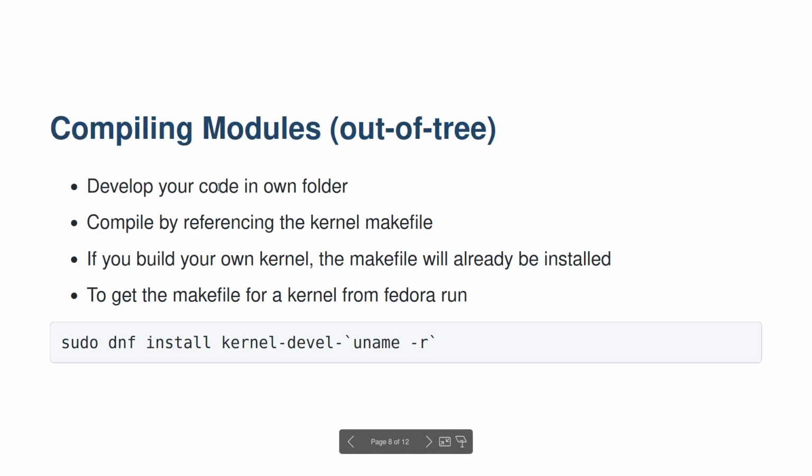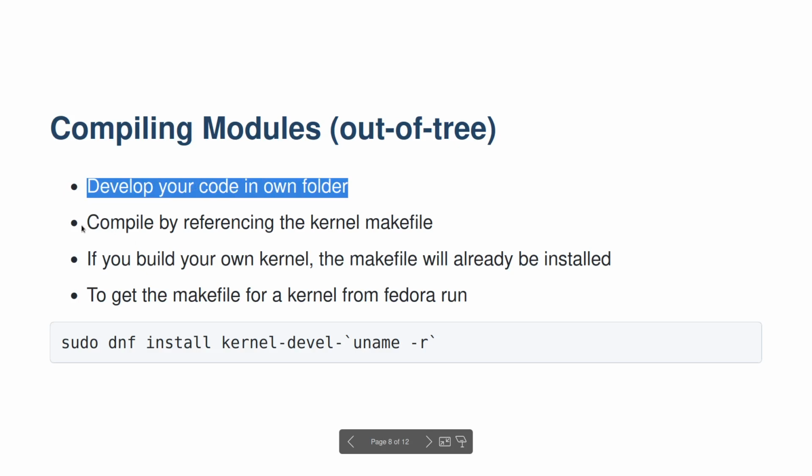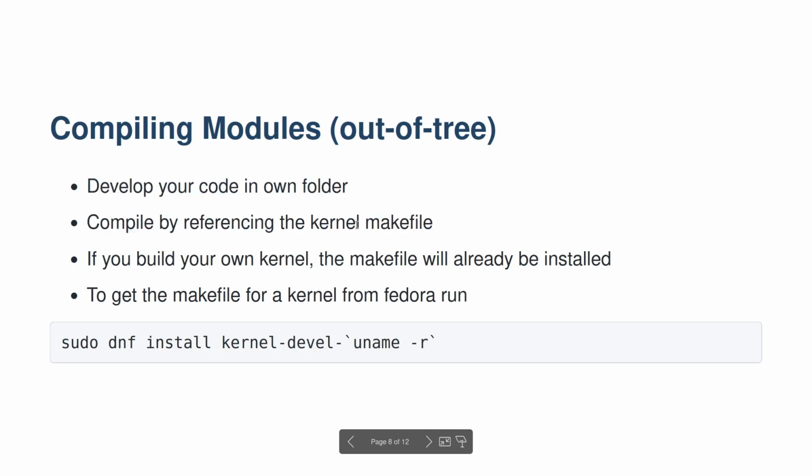Basically, you make your own folder and you develop your code within this folder. And then when you want to compile your code, you actually just call out to the kernel makefile, the same one, but you tell it where to find your code. And it will come into your directory and compile the things that you have set up. And then it'll produce files that you can load into a running kernel.